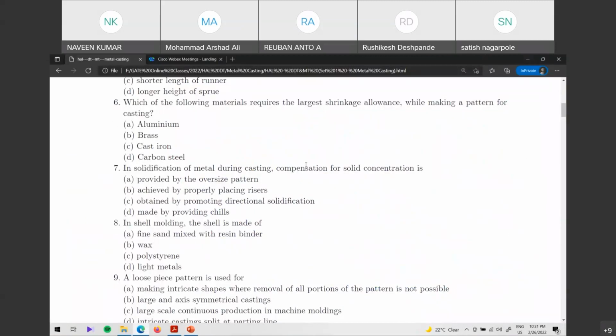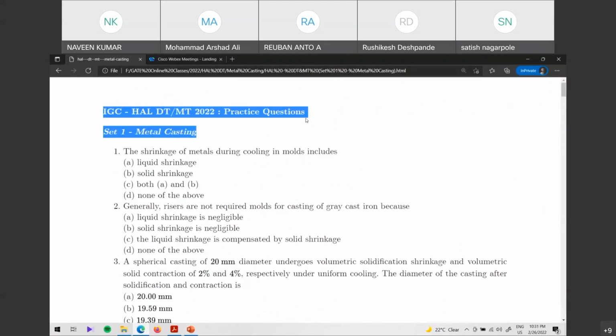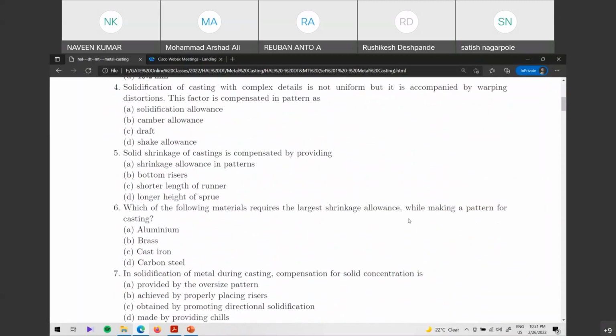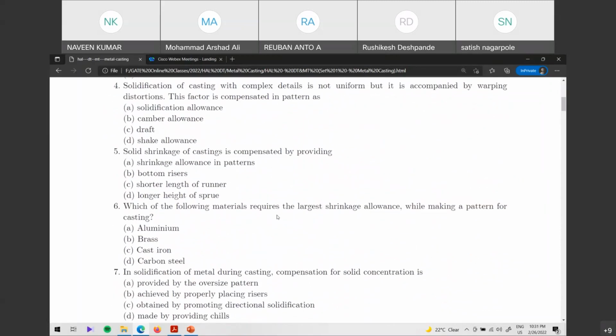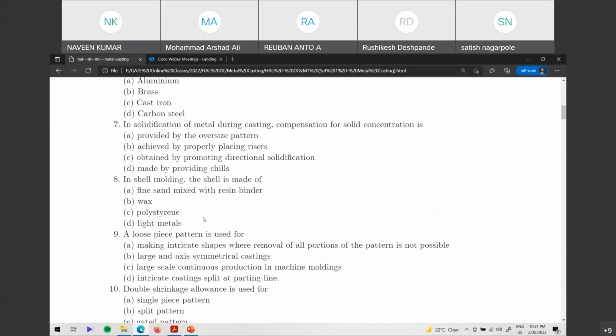Okay, I will do one thing. I've written the questions in HTML, so I'll share the HTML link. When you click on it, it will open in your browser and you can solve the questions. There might be some spelling mistakes here and there. Forgive me because I typed it in a hurry. If you find anything, let me know and I'll change it.